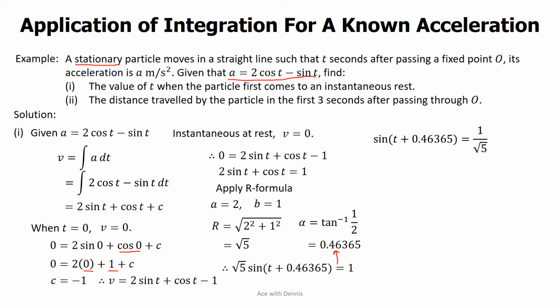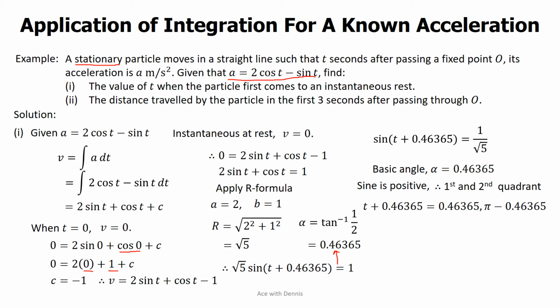So sine of t plus 0.46365 equals 1 over 5. We can solve this equation by finding the base angle alpha, which gives us 0.46365. Sine is positive, so the angle is in the first and the second quadrant. Therefore, t plus 0.46365 equals 0.46365 and pi minus 0.46365, which means that t equals 0 or t equals 2.2143.